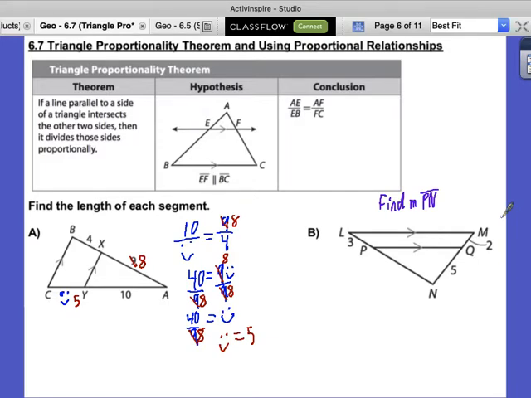So if you're doing this 5 over this x, that's fine. There's lots of different ways you can set it up. So we have to make sure it's still lined up that way. Does that make sense?